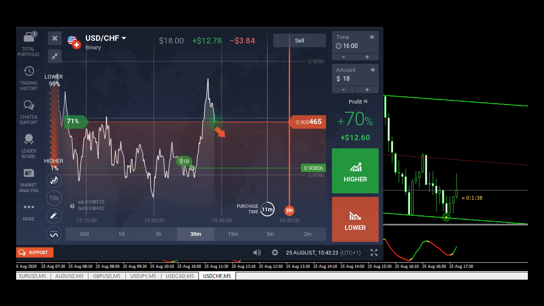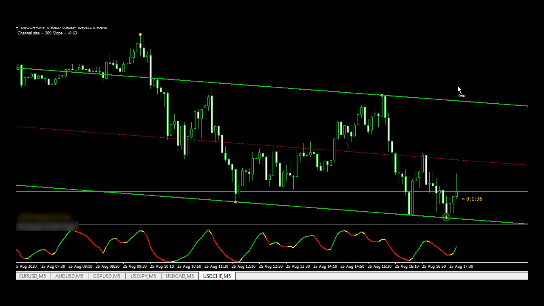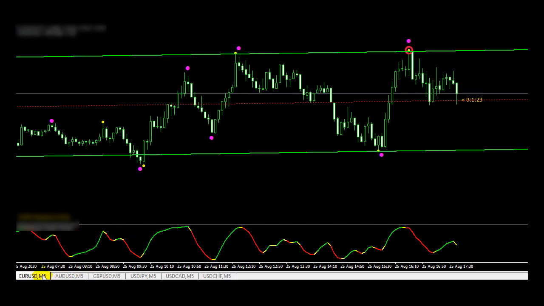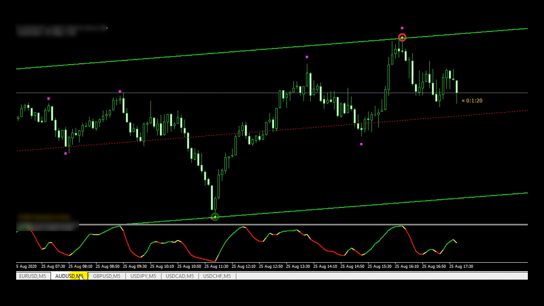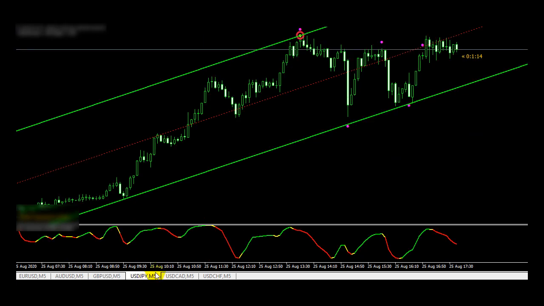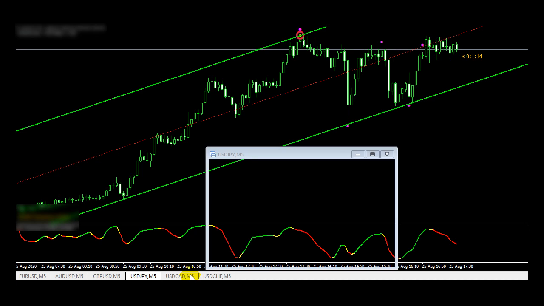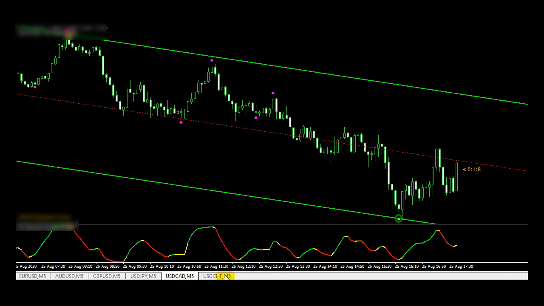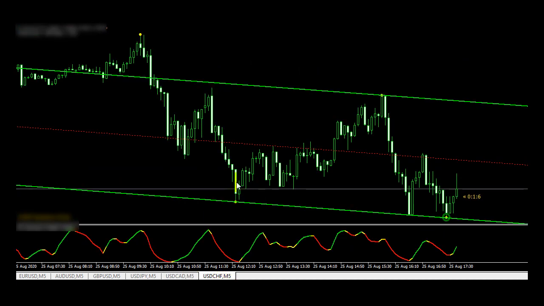Now, today I will be showing you a very great trading system. Here I have 6 currency pairs I mostly look out for, which are EUR/USD, AUD/USD, GBP/USD, USD/JPY, USD/CAD, and USD/CHF.